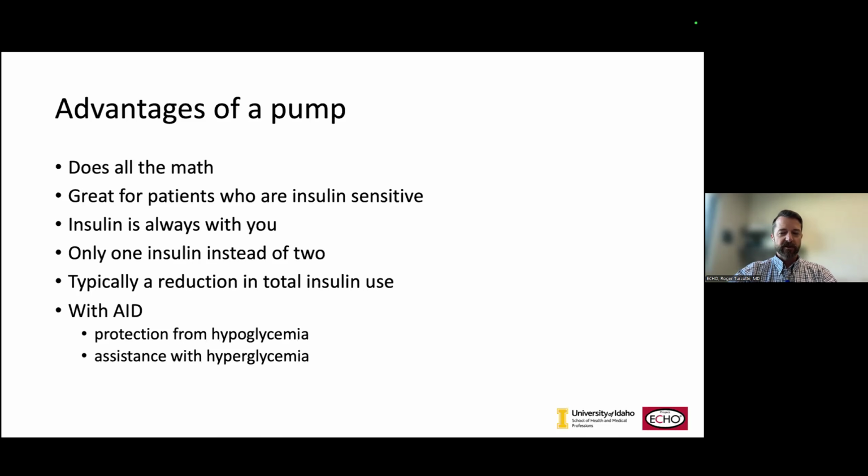Most patients will use less insulin with a pump than they do with subcutaneous injections. A general rule is 20 to 30%. I find that that's pretty much universal. Some patients will see even a greater reduction. And then pumps these days all have automated insulin delivery, which provides that protection from hypoglycemia, which is critically important.